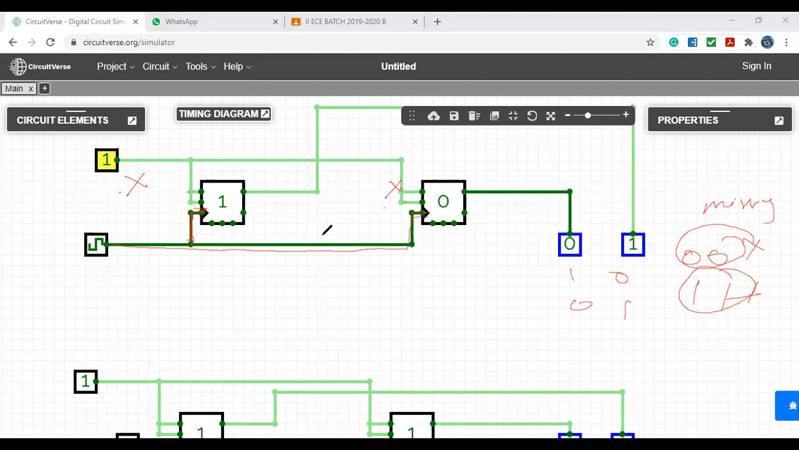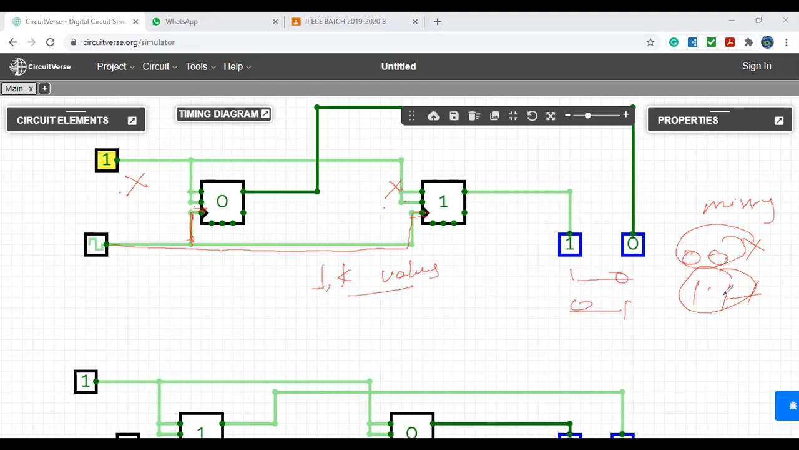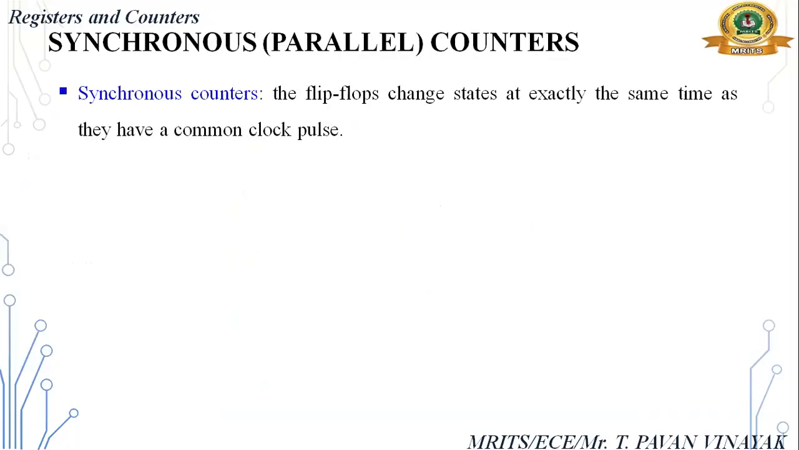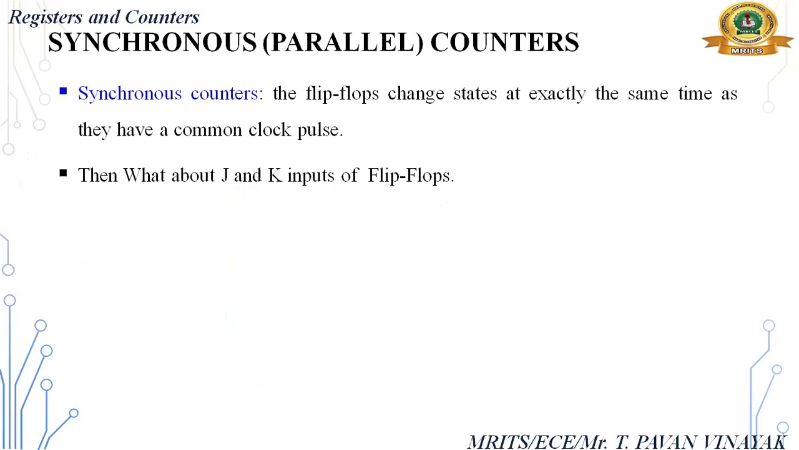So we have to find out the JK values. Because if I take 1 1, we get 1 0 or 0 1 only, missing two states, right? You have to find out the JK values. See how it is possible. There is a separate procedure. For a synchronous counter the clock is the same, so what about J and K? There is a special procedure.